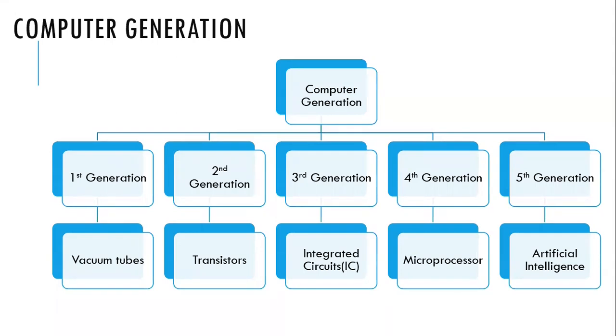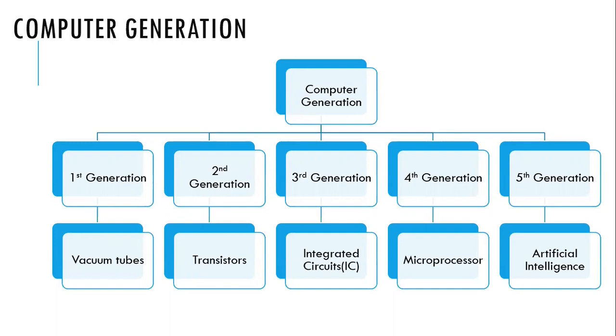In the first generation, the main technology that we used was vacuum tubes. Because of that, first generation computers were very slow, unreliable, very large in size, and a lot of power was consumed. But when it comes to the second generation, the technology changed to transistors. Because of that, computer speed and reliability increased, and size was reduced.